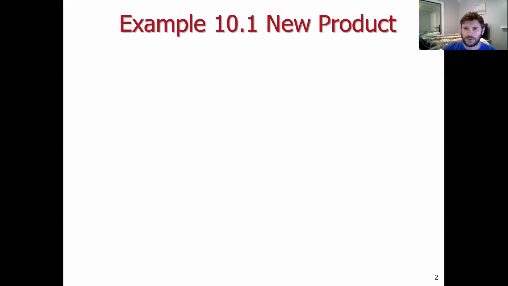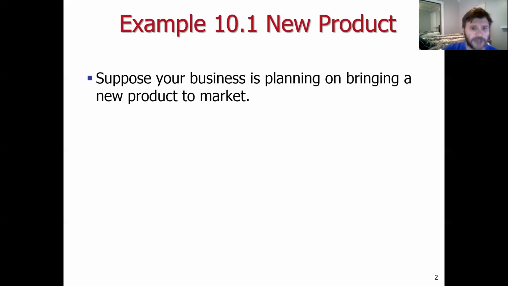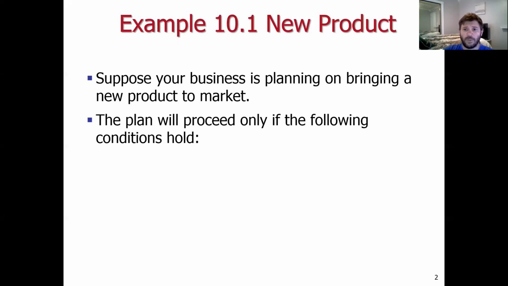And I think the best way to start this is by motivating it with an example. So let's suppose your business is planning on bringing a new product to market. Maybe you're Elon Musk and you are coming out with a new battery technology for Tesla. And we want to know whether or not the new model is sufficiently outperforming the old model. Or equivalently, the situation we're going to look at is where the plan of bringing the new product to market is only going to succeed if the following conditions are met.